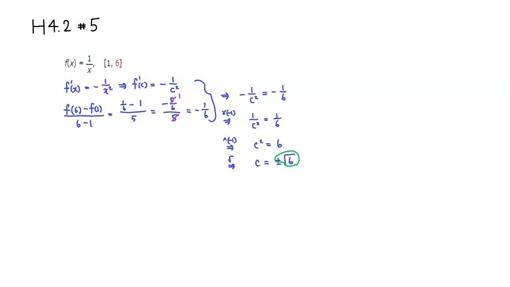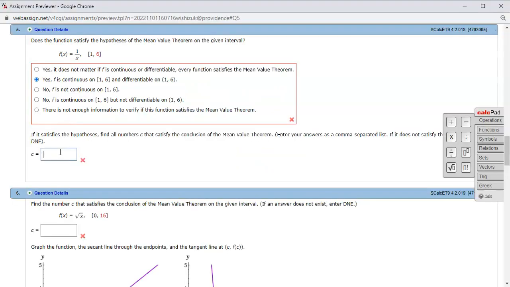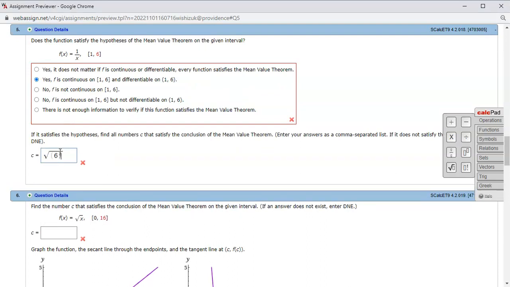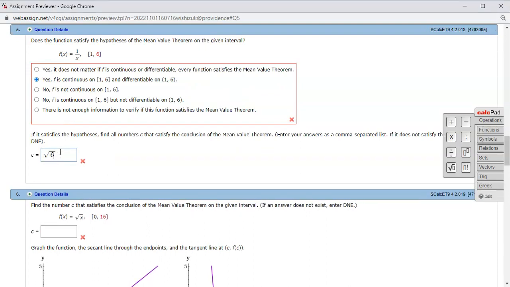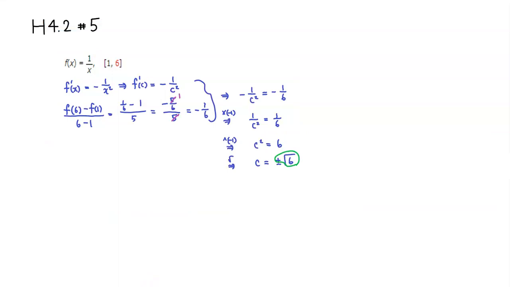All right, let's type it in. So we have positive square root of 6. All right, let's check the answer. I came back and it looks like we got this one correctly. All right, that's it. I hope that this was clear.